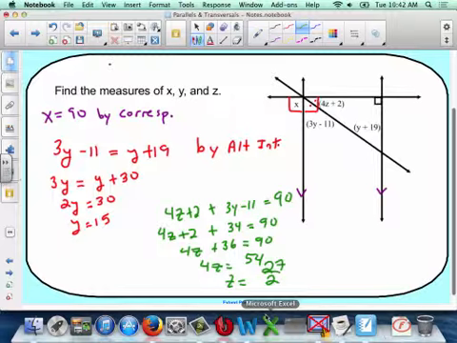34 to 36. Remember, this is 4z plus 2. So 34 plus 2 is going to be 36.